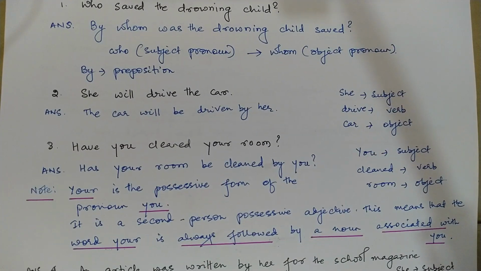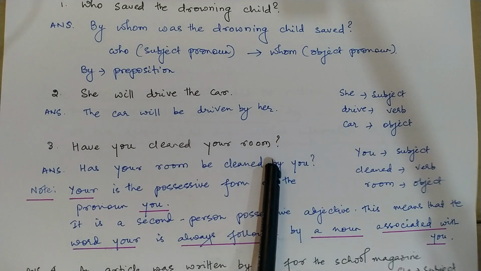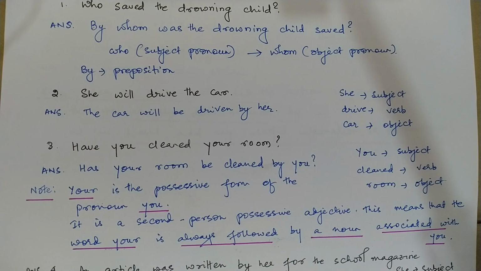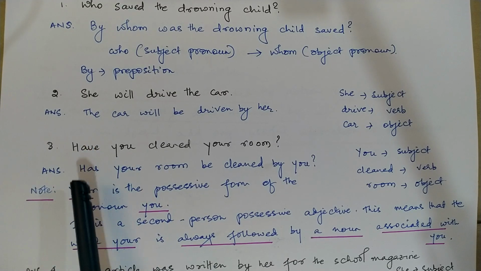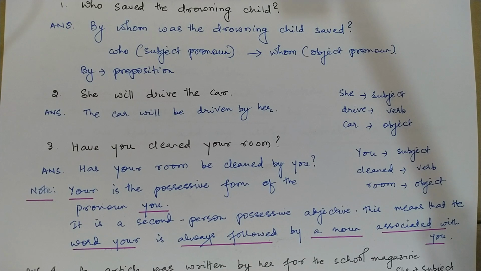Number 3, have you cleaned your room? Let us first identify which is the subject over here. The subject here is you, the verb is cleaned, the object is room. So the sentence has to start with the object. But because it is an interrogative question, we have to start with another questioning word. So have becomes has. Has your room been cleaned by you? Your is the possessive form of the pronoun you. It is a second person possessive adjective. This means that the word your is always followed by a noun associated with you.